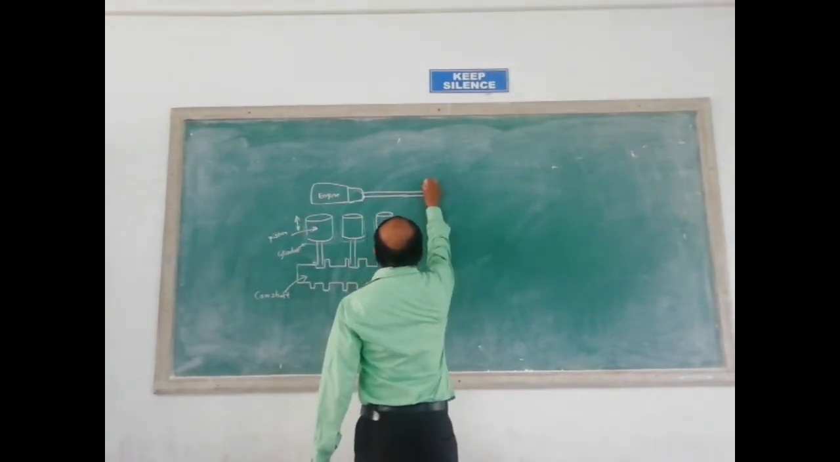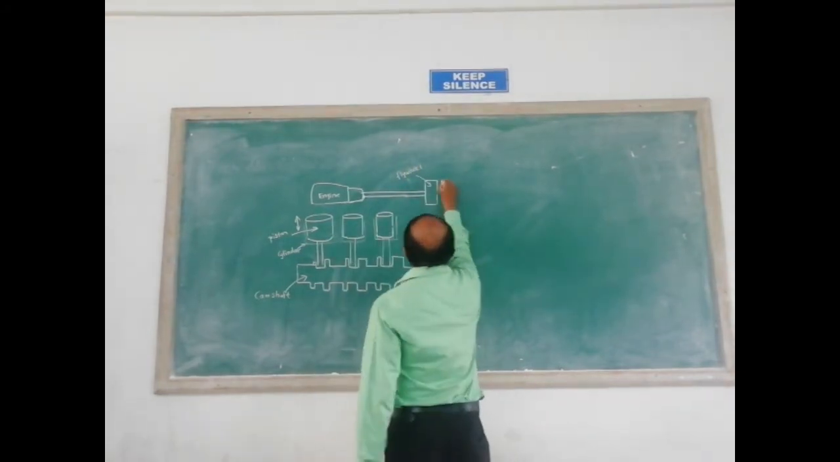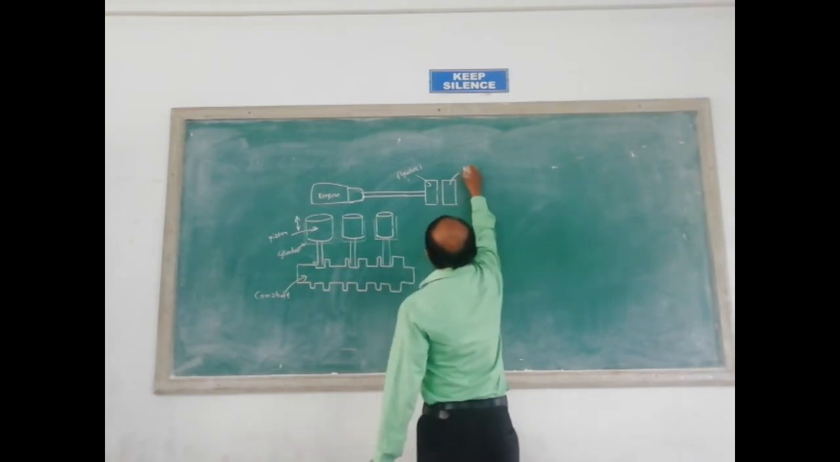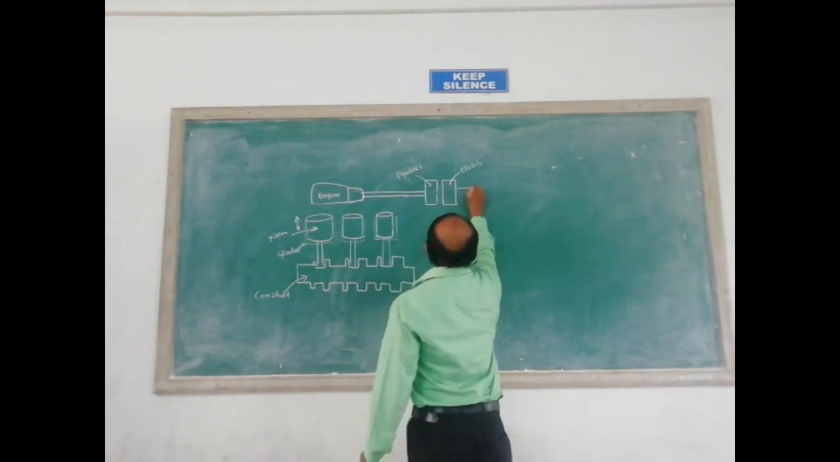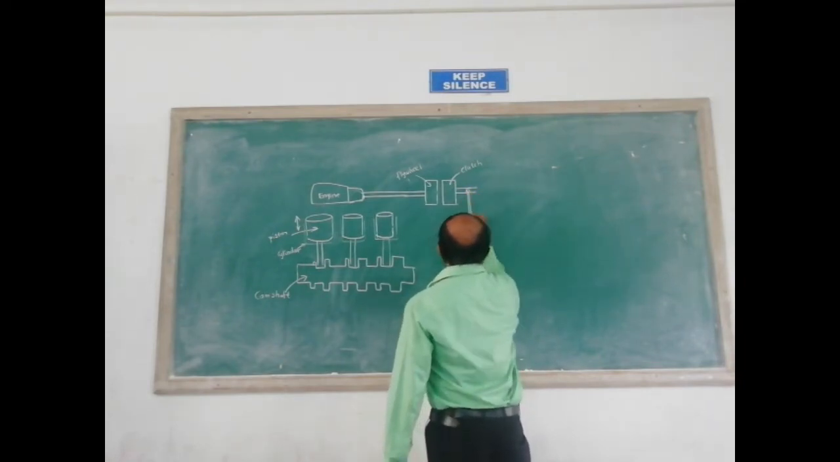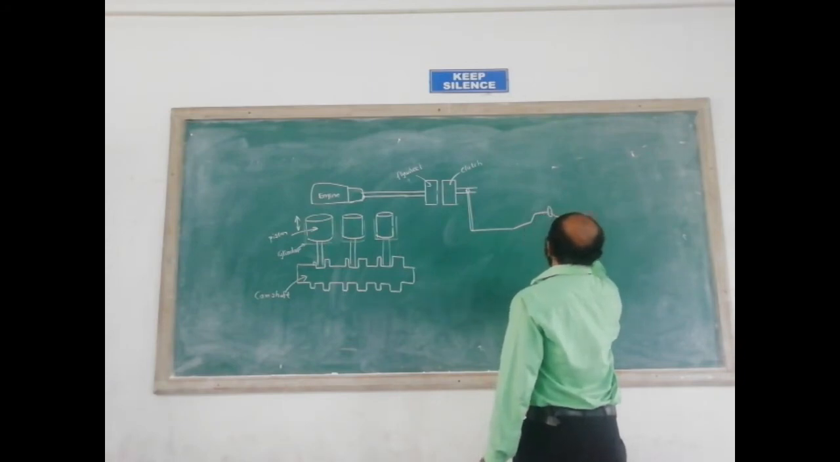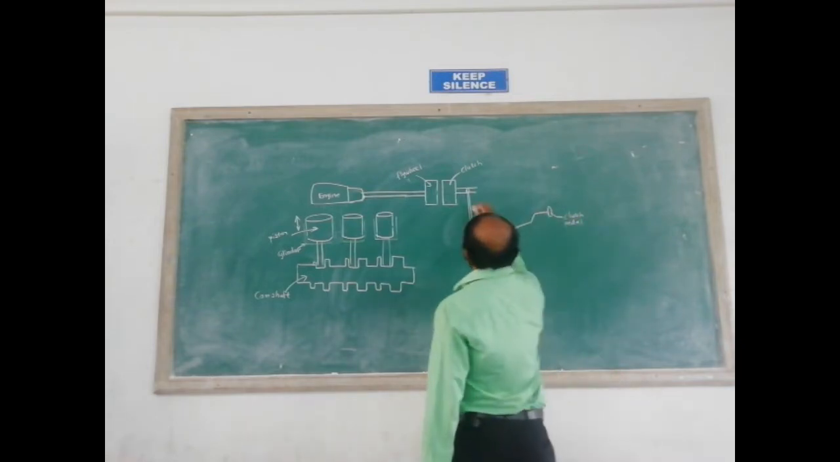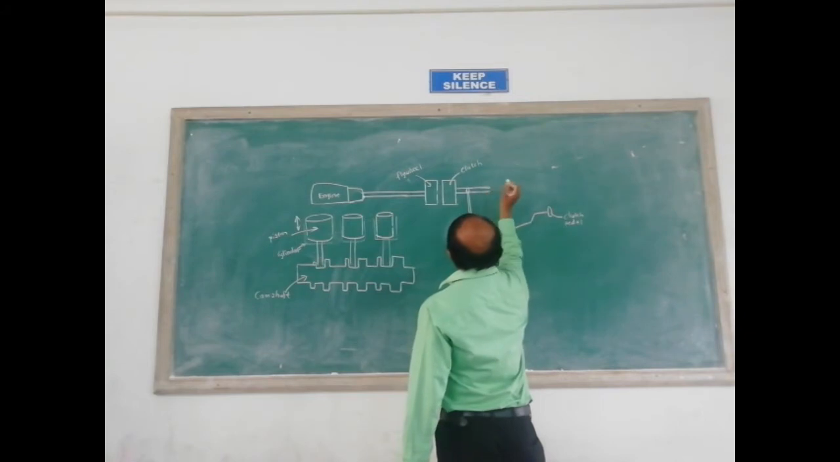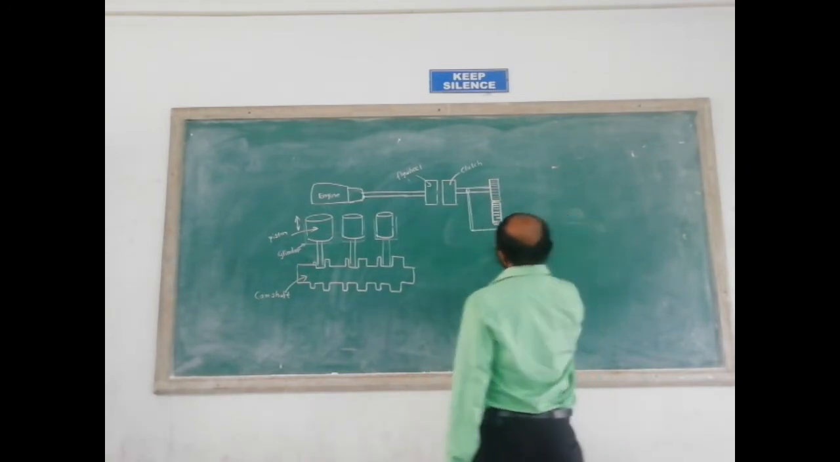So the next part, which is flywheel. Then the next part is related to clutch. Then clutch system is connected to that clutch pedal. The next part is gearbox.